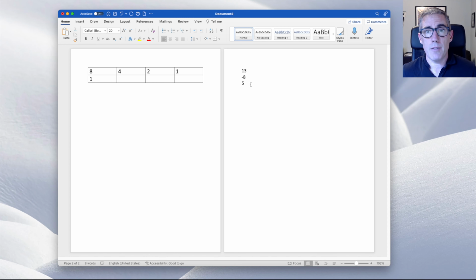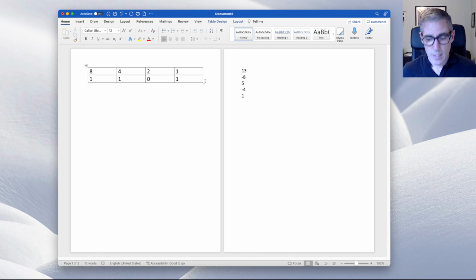So now 5 is greater than 4, so we need to put a 1 in the 4's position. And we do a minus 4 on 5, and we get 1 left over. 1 is less than 2, so we don't need the 2 turned on. If we turn the 2 on, we'll go beyond our original 13. So we put a 0 here, and then that means that we have 1 left over, and we put a 1 here.